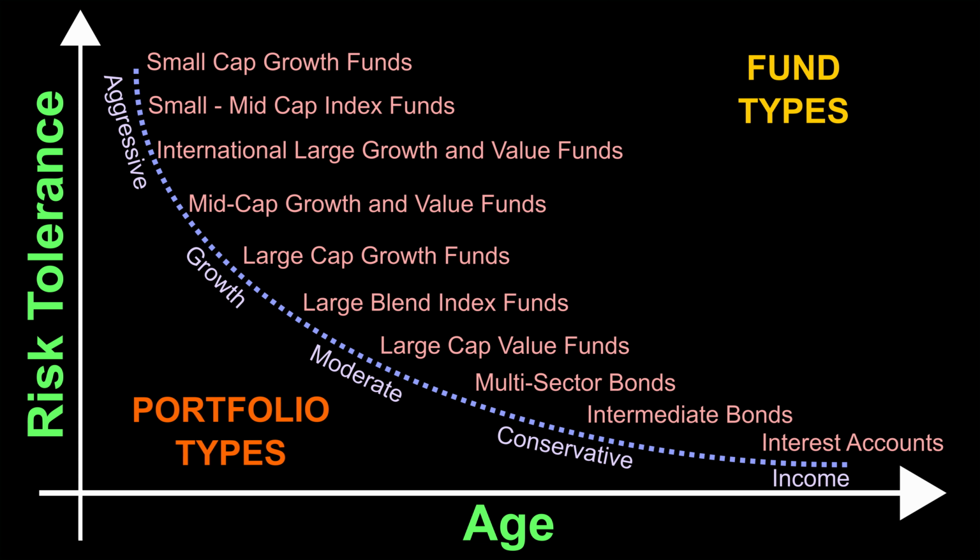Risk profile categories are usually based on your age. The younger you are, the more risk you can tolerate, and the older you are, the less risk you can tolerate. So if you take a look at this diagram, you'll see 5 different portfolio types: aggressive, growth, moderate, conservative, and income. Now these are the terminologies that are typically used when you're looking at 401k fund selection.